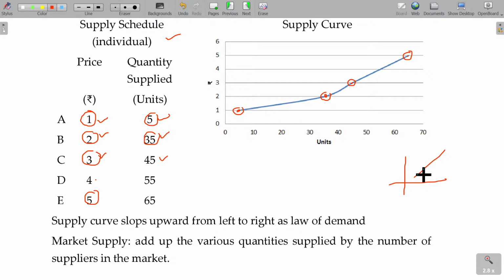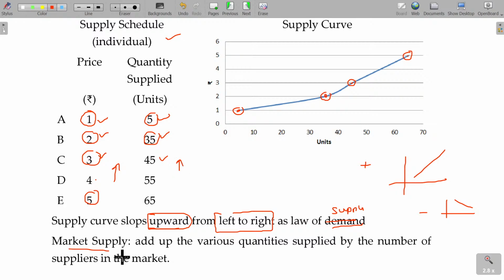The supply curve slopes upward from left to right, as per the law of supply. It's not like the demand curve. In the case of the demand curve, the curve slopes downward from left to right, and here it slopes upward from left to right. So the supply relationship is always a positive, direct relationship, while the demand relationship is negative. As the price increases, the quantity supplied also increases.